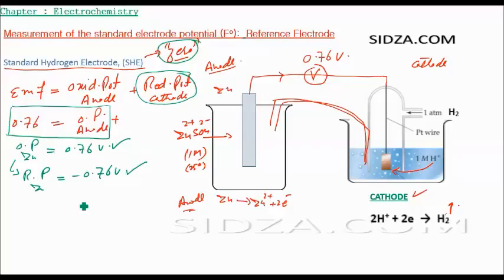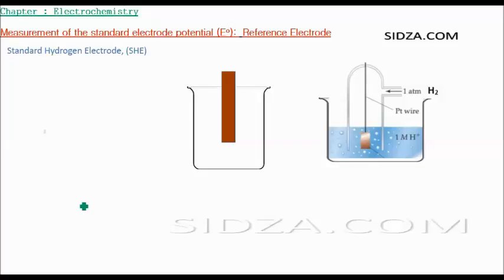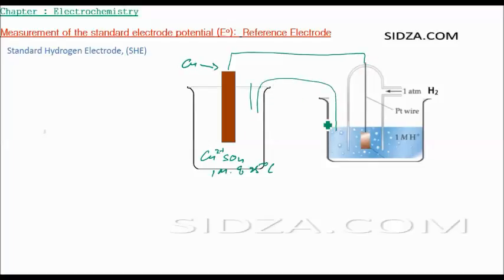Okay, let's take one more example here. Suppose we have a copper rod in a copper sulfate solution at 1 molar concentration and 25 degrees Celsius, under standard conditions. Again, I want to measure the electrode potential of copper. What I do is make one complete electrochemical cell by connecting it with the reference electrode.